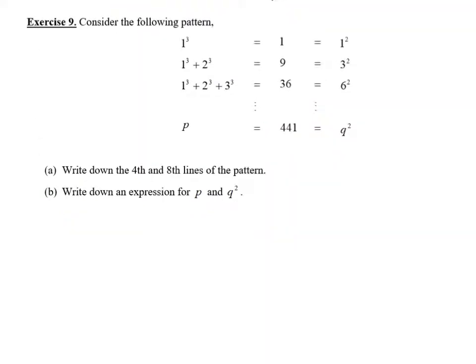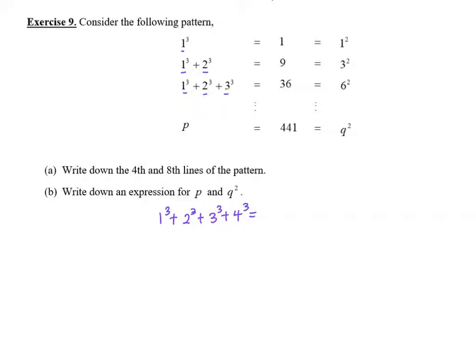Question number 9. Consider the following pattern. They asked me to write down the following pattern and then write down the 4th and the 8th line. Now let's take a look. This starts from 1 cube, then 1 cube plus 2 cube, then 1 cube plus 2 cube plus 3 cube. So what will be line number 4? It will be 1 cube plus 2 cube plus 3 cube plus 4 cube.